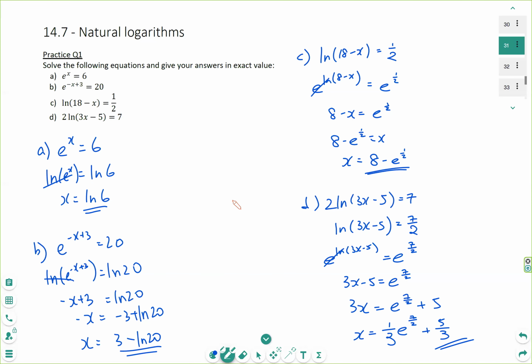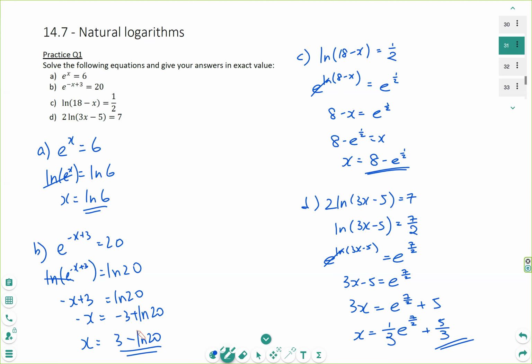So these are the final answers. Part A, get rid of e with ln on both sides. So ln and e cancel out, and I'm just left with x equals ln 6. B, e to the power of minus x plus 3 equals 20. Again, to get rid of e, we take ln on both sides. So ln and e cancel out, giving ln 20. And then you minus 3 on both sides. When you minus 3, I put a minus 3 in the front first. Doesn't matter.